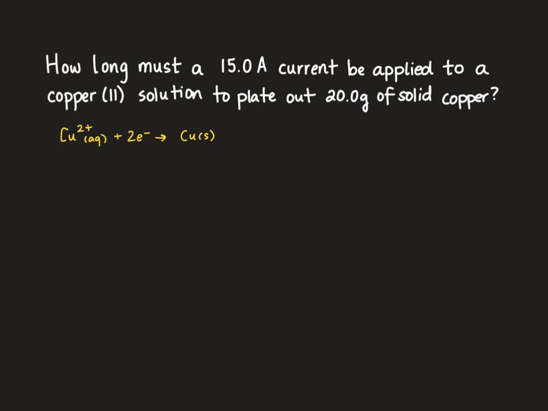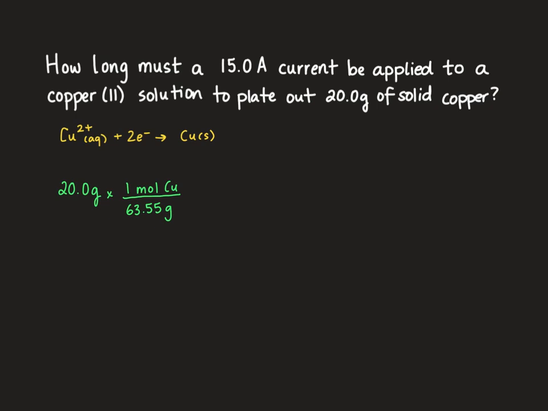Now we're going to start on our actual mathematics. So we're going to start with that 20 grams of solid copper. We want to turn that into moles of copper. Grams isn't super useful in a stoichiometric problem. So we're going to do that by dividing by the molar mass. So we know that 1 mole of copper has a mass of 63.55 grams.